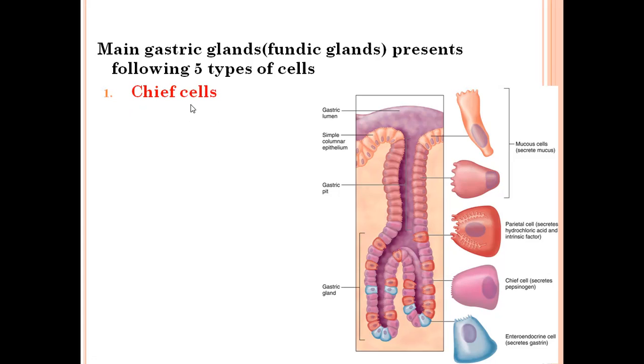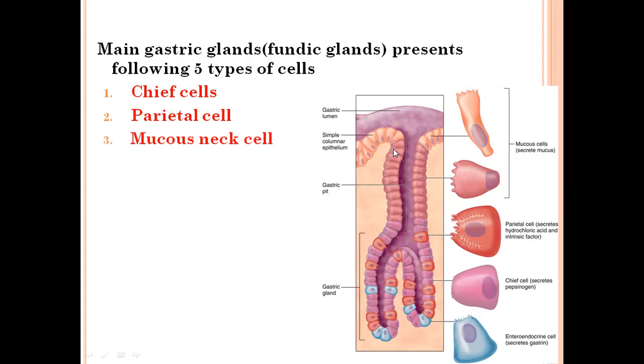One is we have chief cells. As you can see here, these are the chief cells. Then we have parietal cells. Chief cells are concerned with the secretion of enzymes like pepsinogen. Parietal cell is chiefly concerned with the secretion of hydrochloric acid, HCl, in the stomach. It is also concerned with the secretion of intrinsic factor, which is important for the absorption of vitamin B12. Deficiency of this will lead to pernicious anemia.